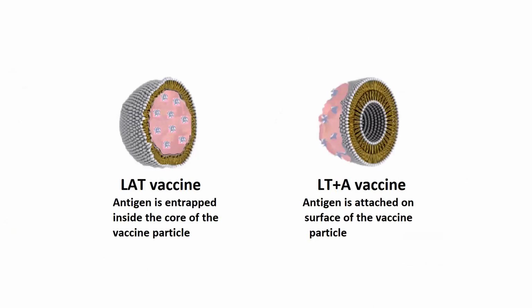The major difference between the two forms of vaccine particle is the arrangement of the antigen. In the LAT form of vaccine, the antigen is entrapped in the core of the vaccine particle. In contrast, in the LT+A form of vaccine, the antigen is attached on the surface of the vaccine particle.